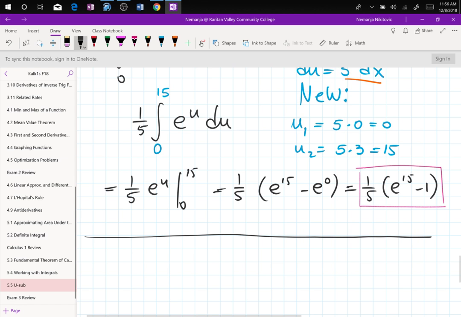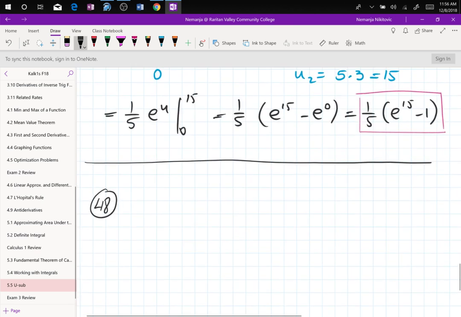So let's take a look at some of the problems. Say you have problem 48 as the integral from 0 to 2 of 2x divided by, open parenthesis, x squared plus 1, everything squared, dx. Go.